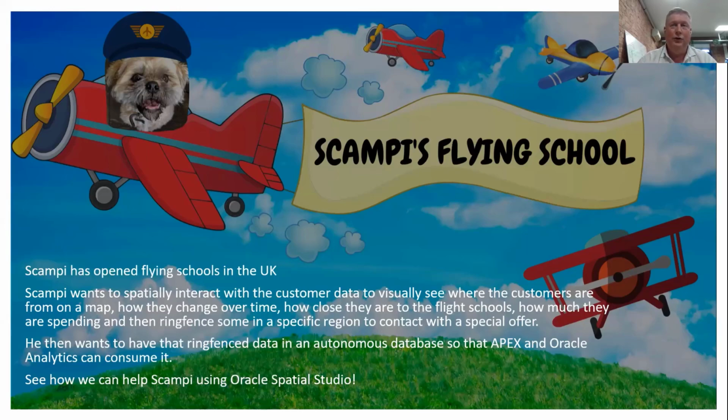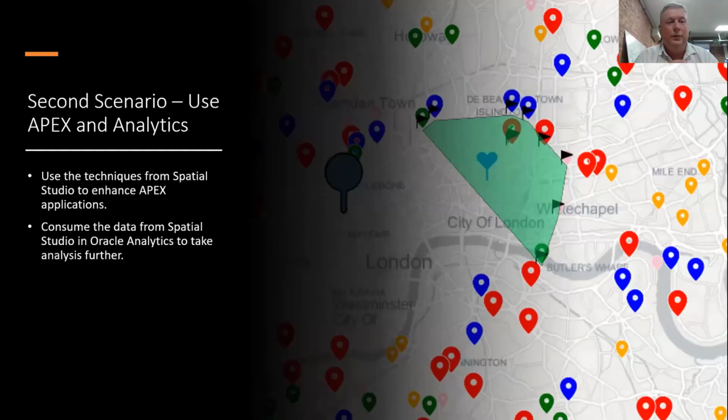And then, as well as doing that with the Spatial Studio, we're going to use the results of our Spatial Studio analysis and pass some of that back off onto a couple of Oracle tools. One being Apex, where we've got an example of spatial data working within Oracle Apex.